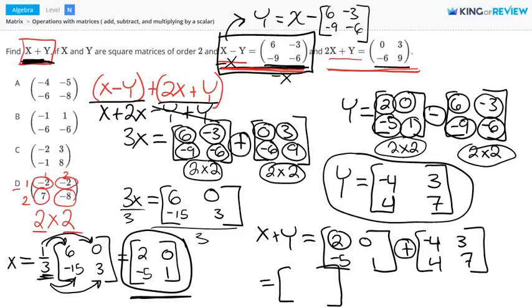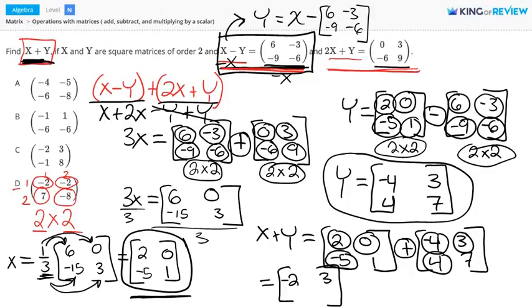So 2 plus a negative 4 gives me negative 2. 0 plus 3 is 3. Negative 5 plus 4 is negative 1. And 1 plus 7 is 8. So this is my final answer, and this is letter C.